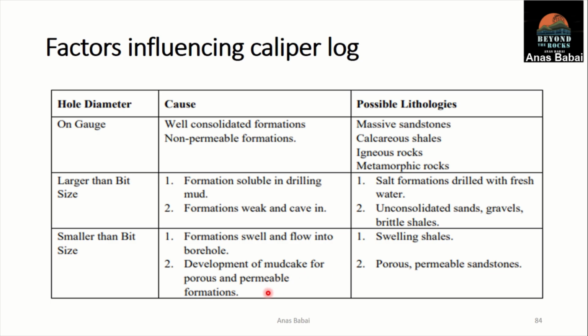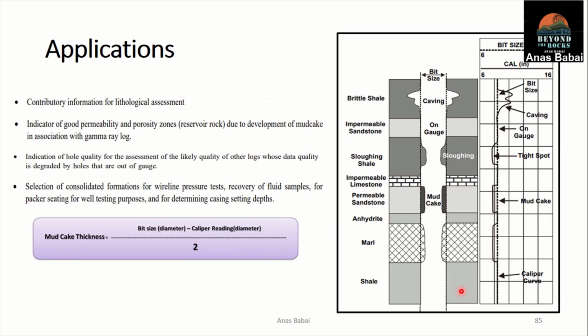mud cake, and that happens nearby the permeable formation. So if the formation swells, we have swelling shale. If we have development of mud cake, mud filtrate, that means the formation is porous and permeable sandstone, because as we said, the invasion takes place only along the permeable and porous formation, which is sandstone.